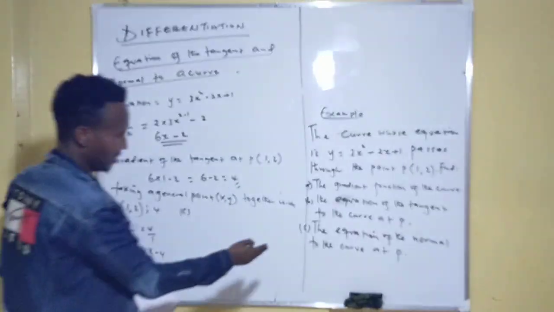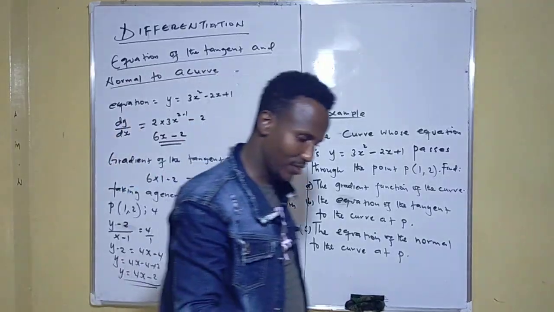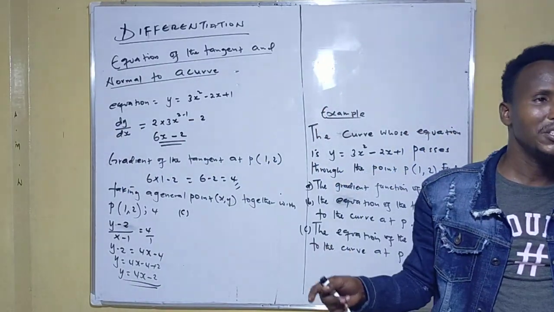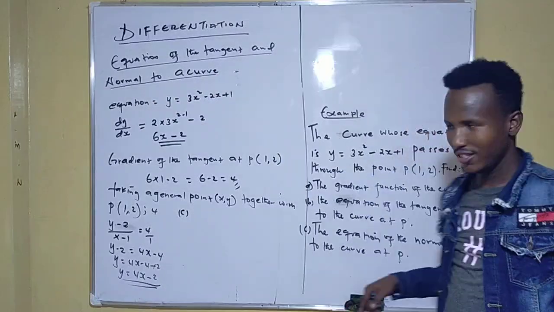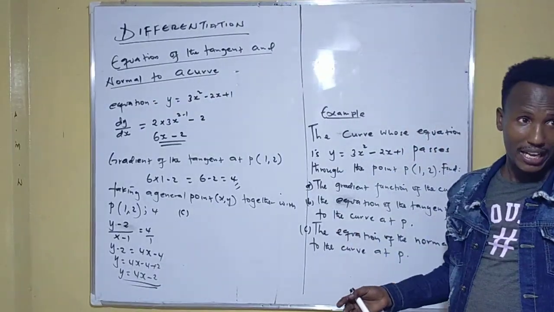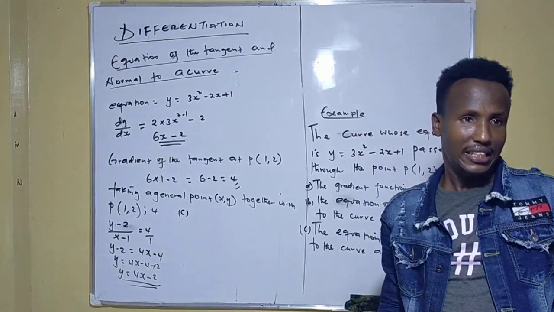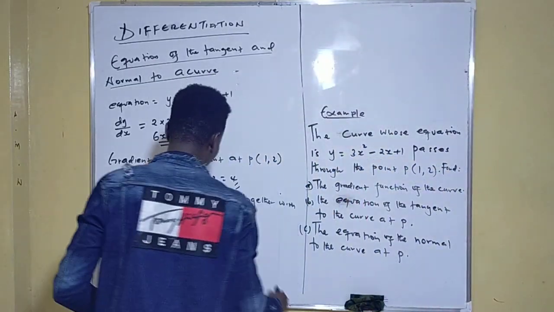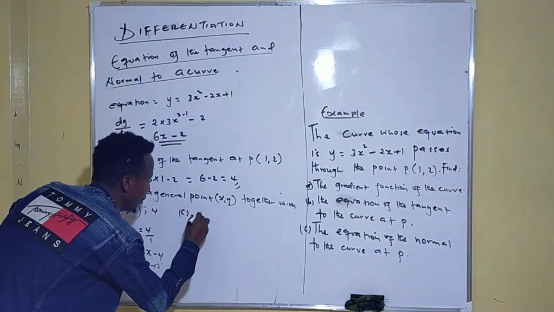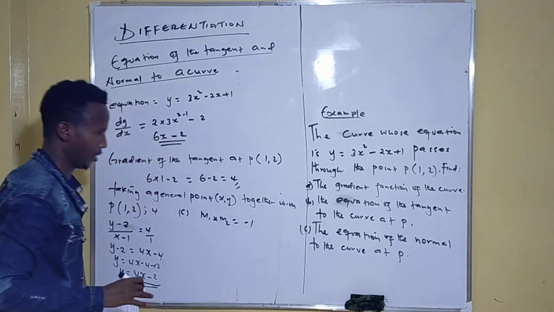So let me solve C here. We are told the equation of the normal to the curve. A normal is the line which is perpendicular to the tangent, or to the curve at that point of contact. So we say that they are perpendicular. The normal is always perpendicular to the curve, but the tangent has the same gradient as the curve. So I will say M1 is this one, remember: M1 times M2 is equal to negative 1.